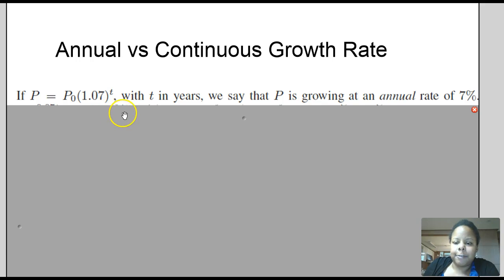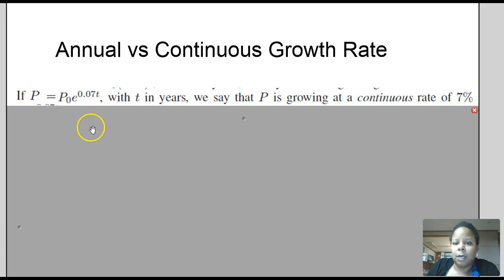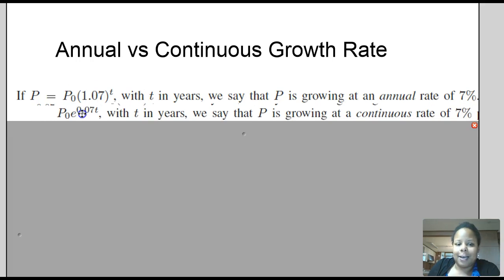Okay, so how is that different from continuous growth rate? Well, instead of a base of 1.07, if it's continuous growth rate, that means our base is going to be e, raised to some k power. And our k power is going to be 0.07, of course, times t, the number of years. And so that's the difference between the two. It's based off the base, and then, of course, the exponent of the base. So annual means just a different base of 1 point something, or less than 1 if it's decay. Continuous growth rate means that the base is going to be e, and the power is going to involve your interest rate, r. Okay? All right, so let's take a look at another example.